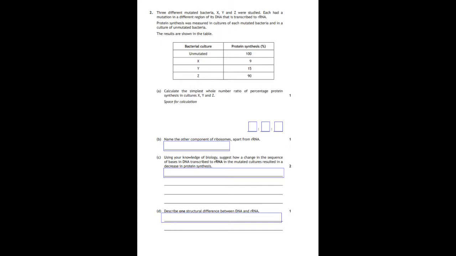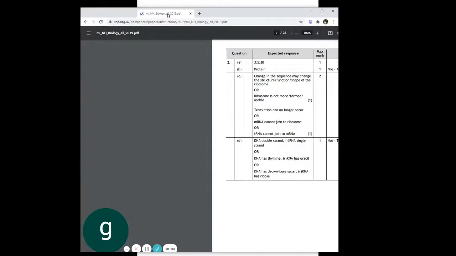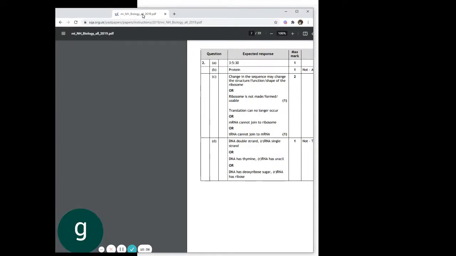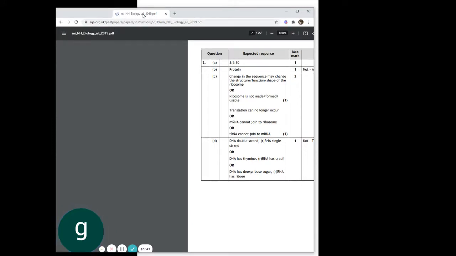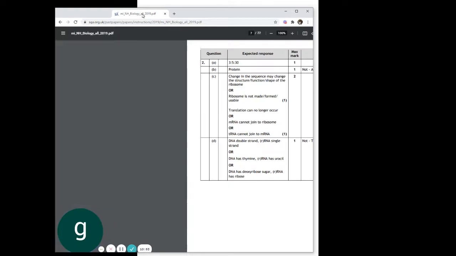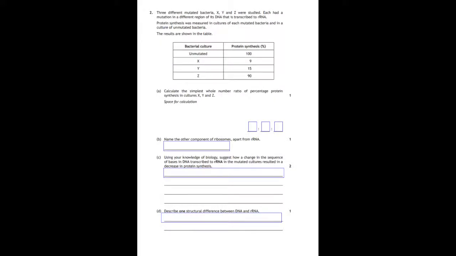Using your knowledge of biology, suggest how changes in the sequence of bases in DNA transcribed to rRNA in the mutated cultures resulted in a decrease in protein synthesis. So the answer here is, here we go, see if I can just show you. A change in the sequence may change the structure, function, shape of the ribosome, or the ribosome is not made, formed, usable, or translation can no longer occur. So you need both those. Or mRNA cannot join to ribosome, or tRNA cannot join to ribosome, to mRNA. So any of those is fine.